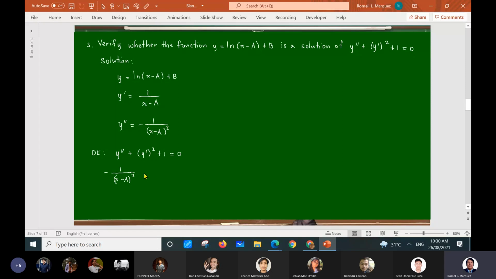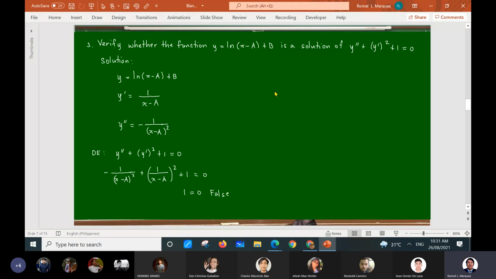Okay? Plus, what about Y prime quantity squared, guys? Quantity 1 over x minus a quantity squared. Plus 1 is equal to 0. Is it equal to 0, the left side? It is false, right, guys?